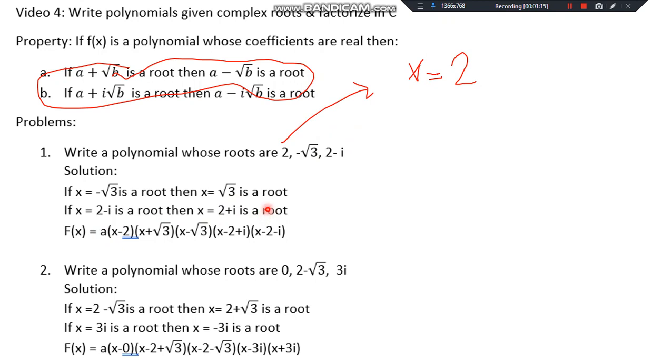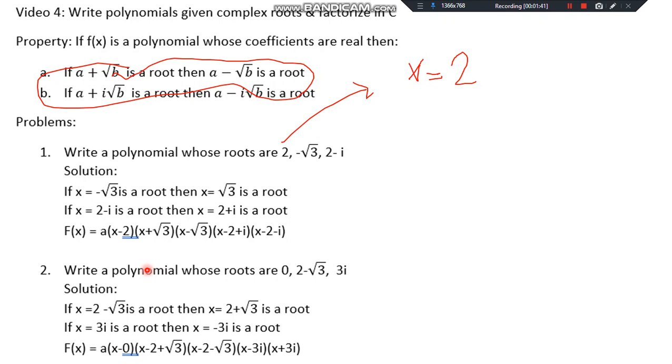So how many factors do I have? I have 1 here, 2 here, and 2 here. So in fact, I have 5 factors. The first factor is x minus 2. The second factor is x plus root 3. The third, x minus root 3. The fourth is x minus 2 plus i. And the last one, x minus 2 minus i, times a, the coefficient of the highest power, which is x to the 5.